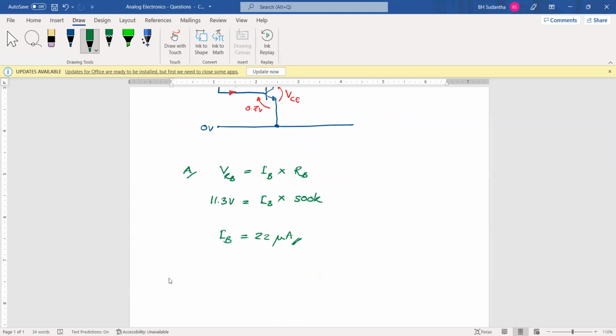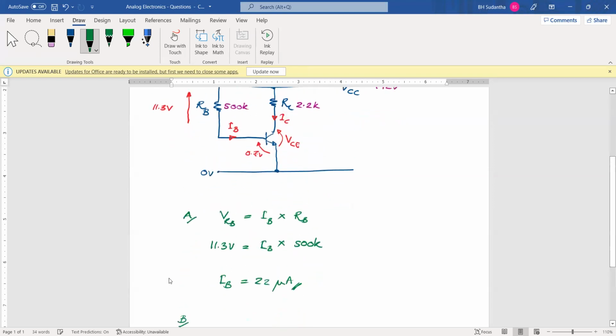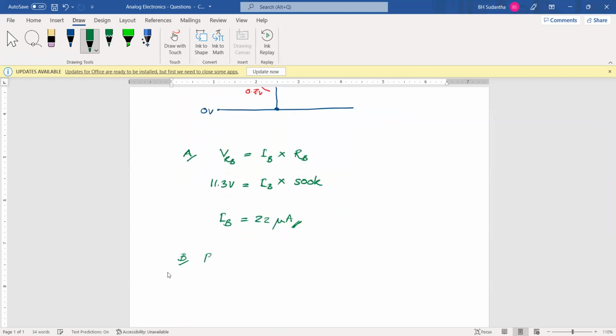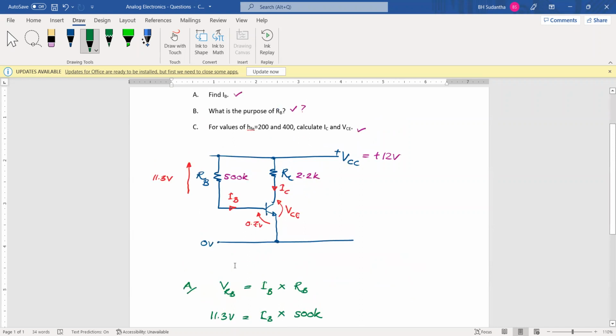The next one, what is the purpose of RB? Actually, what is the purpose of RB? RB provides the necessary voltage to the base terminal to turn on the transistor. Okay.